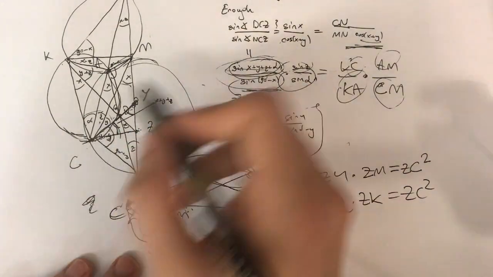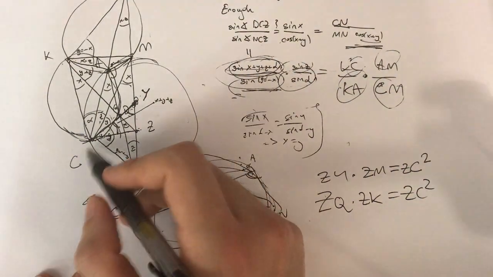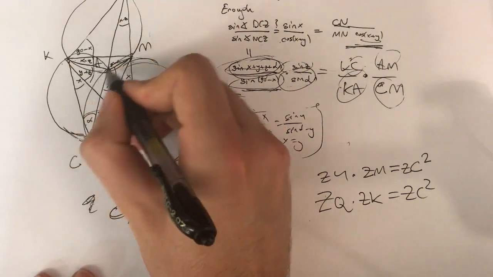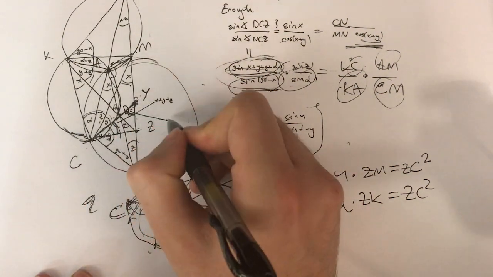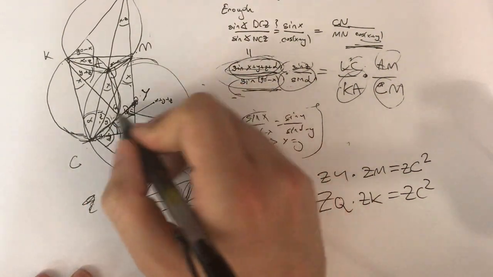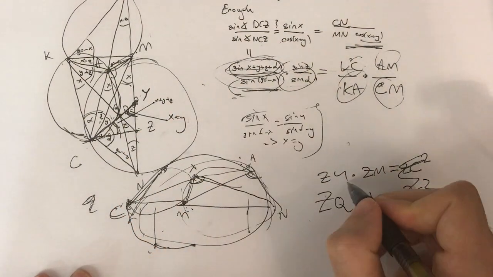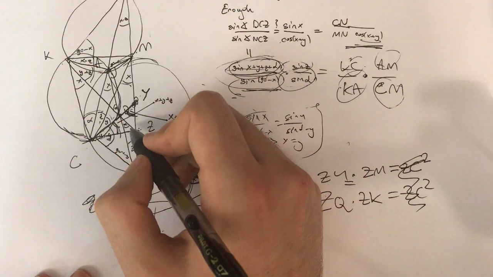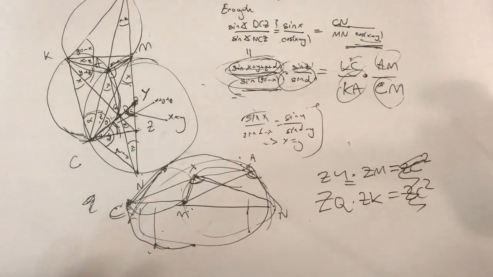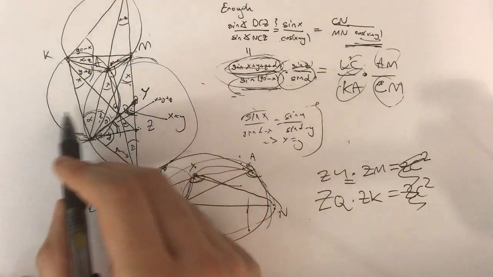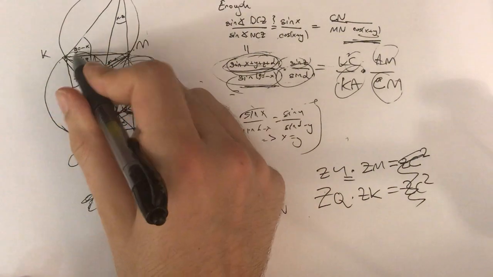So if the problem statement holds, then these four lie on the same circle. And it's easy to see they do because this angle, MKZ, is x plus y. And so is this angle. This is why I took this intersection. So now we know for a fact that ZY times ZM is equal to ZQ times ZK. So we know these four points are concyclic.